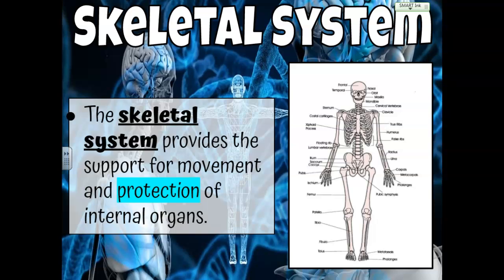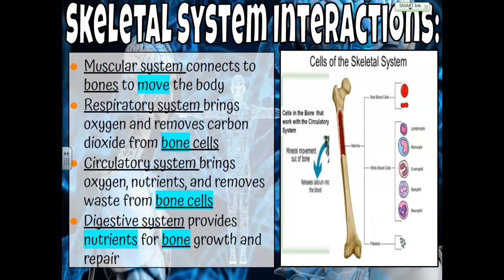Now, all the different systems. Your skeletal system's main job is to support the body and protect the organs. So it creates a framework for us. It protects the organs underneath, and it works really well with our muscular system to help us move. For interactions, definitely the muscular for movement. The bones connect to the muscles to move the body. Respiratory system brings in oxygen that's needed for the bone cells. Circulatory system is bringing everything to the bone cells, and the digestive system is giving nutrients for your bones to grow.